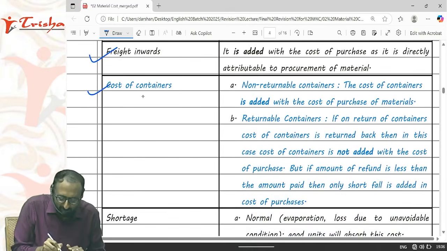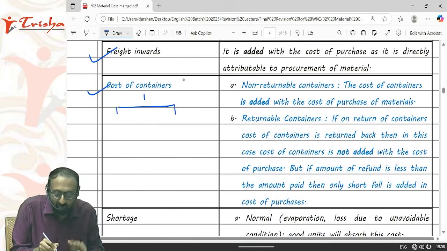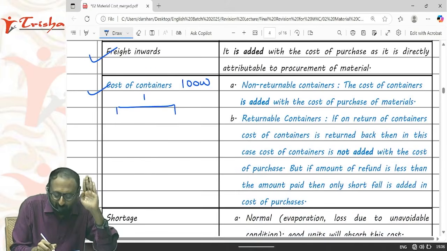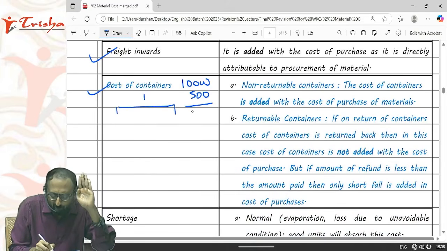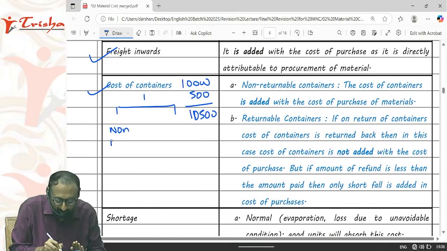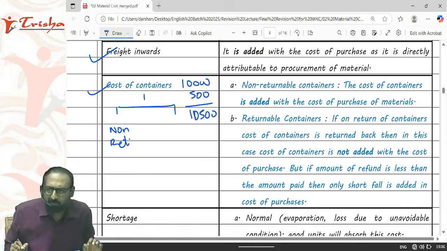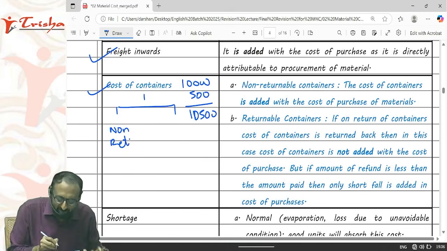Sir, container is divided into two parts. Concentrate. You purchase the goods worth rupees 10,000, 500 rupees paid for the container, total amount paid 10,500. Sir, if the container is non-returnable, how much will be the price of that material, sir ji? Is it 10,000 or 10,500?